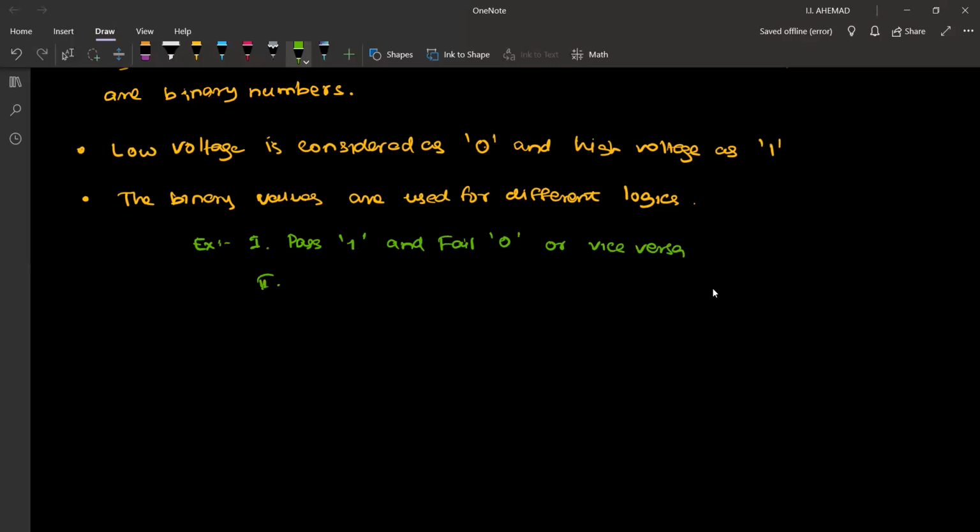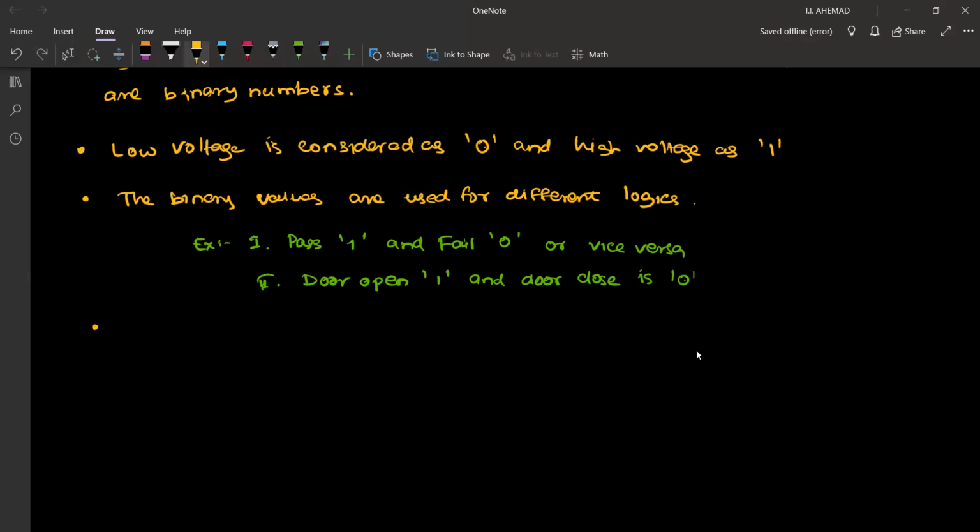Then, for example, we can say door open is 1, and door close is 0. So on, depending on the situation, we can use 1 for certain logic and 0 for the opposite logic. Okay.